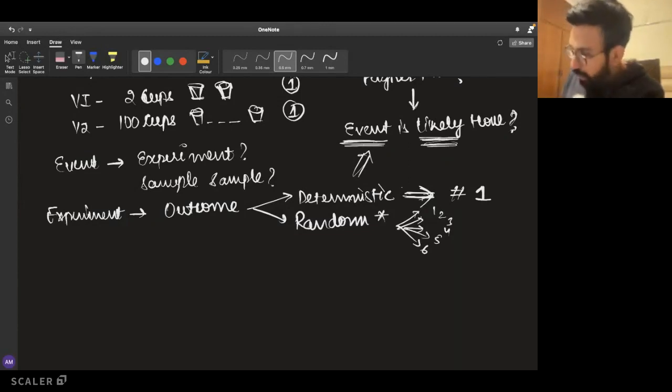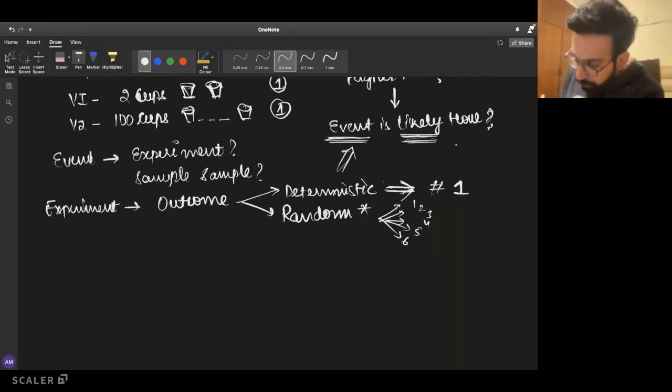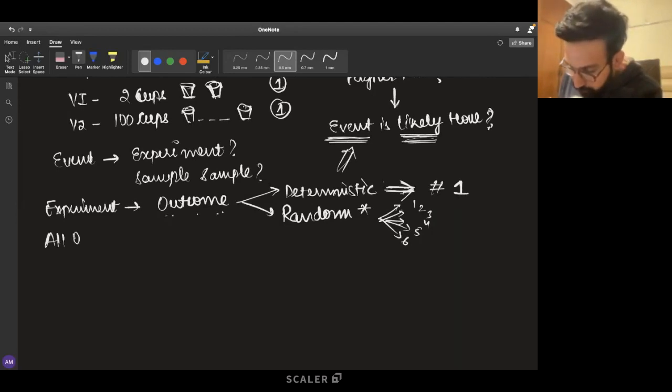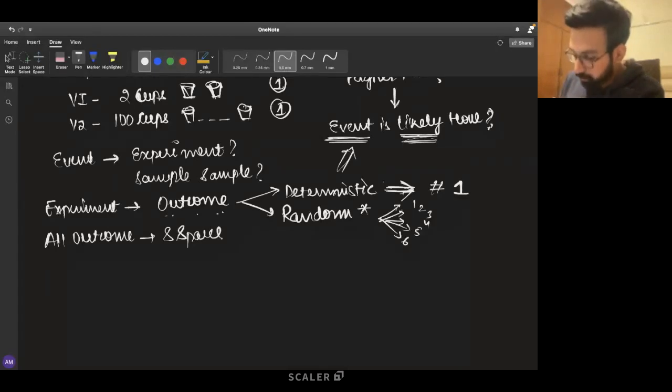Now we have learned about experiment, and that an experiment can have certain outcomes. Now all the outcomes of an experiment make what? A sample space. All right. What does it make? A sample space.